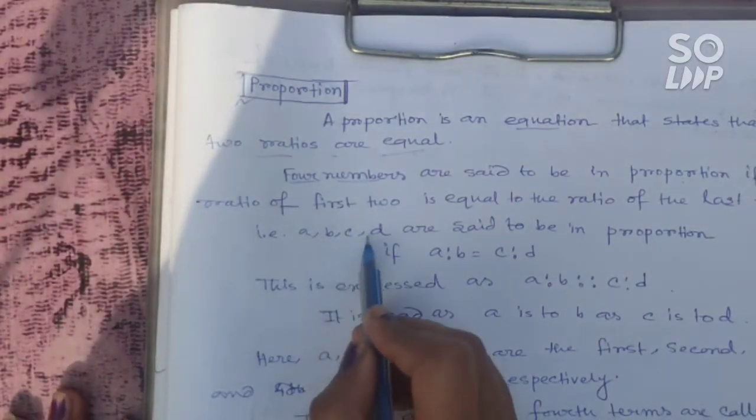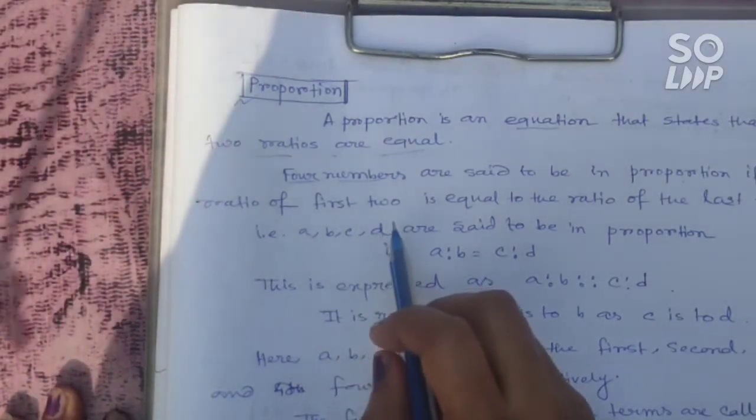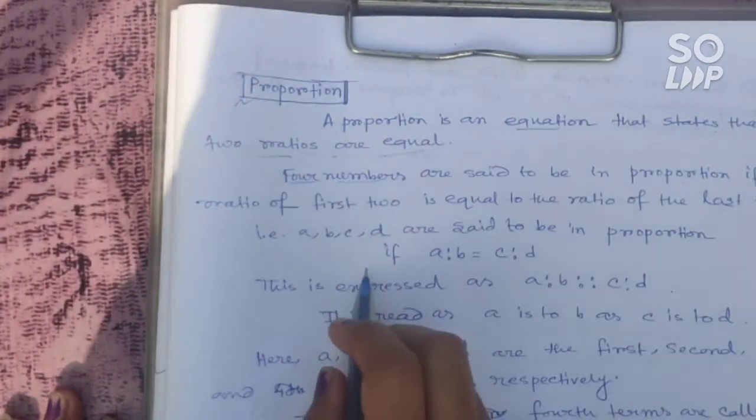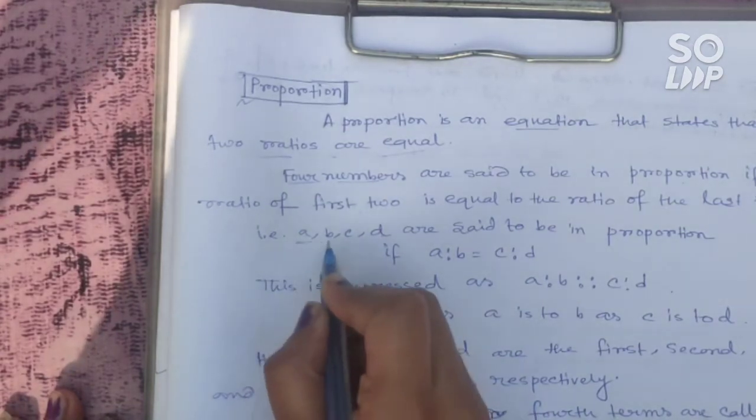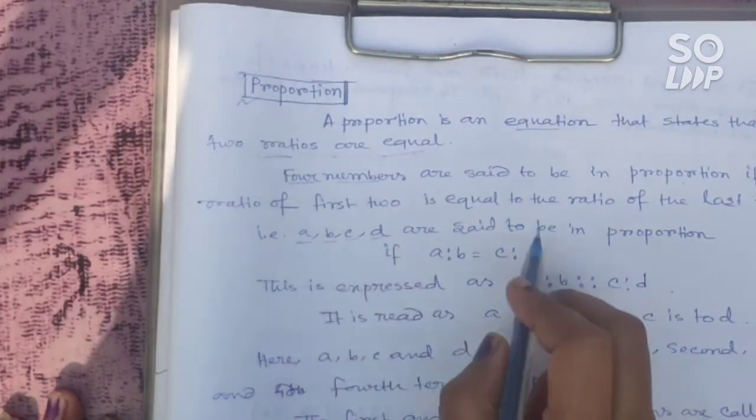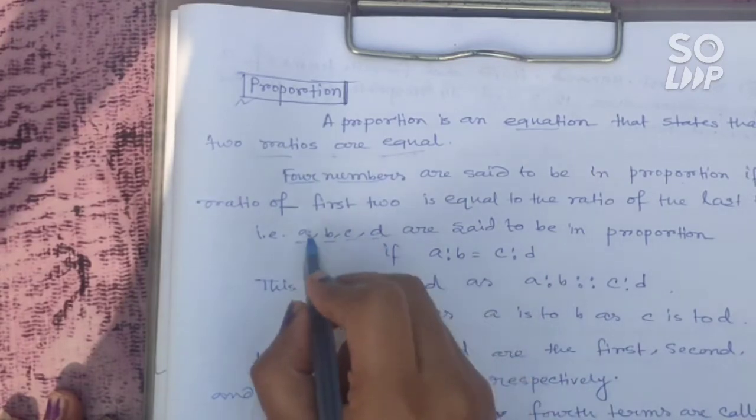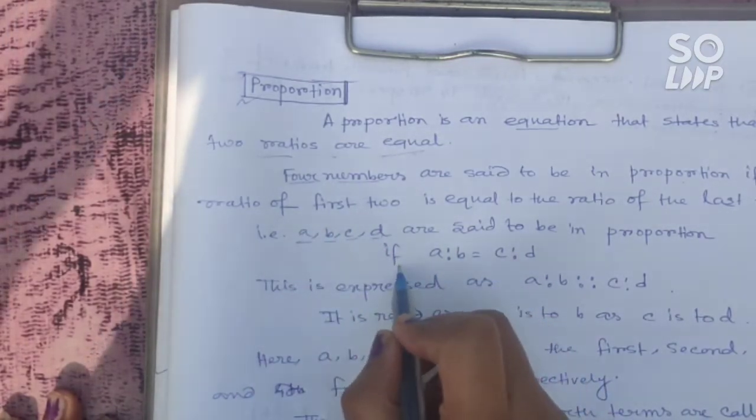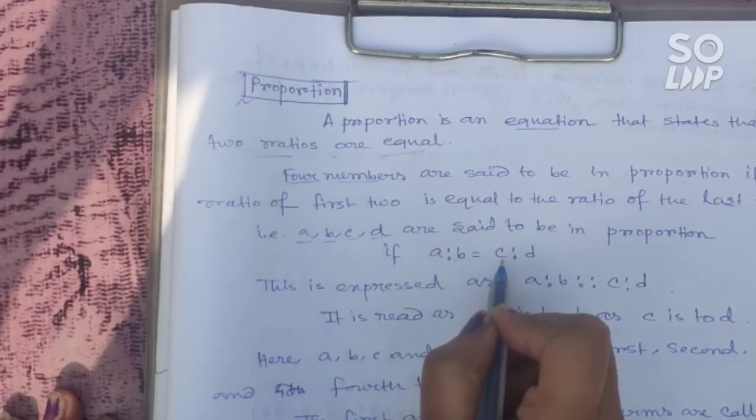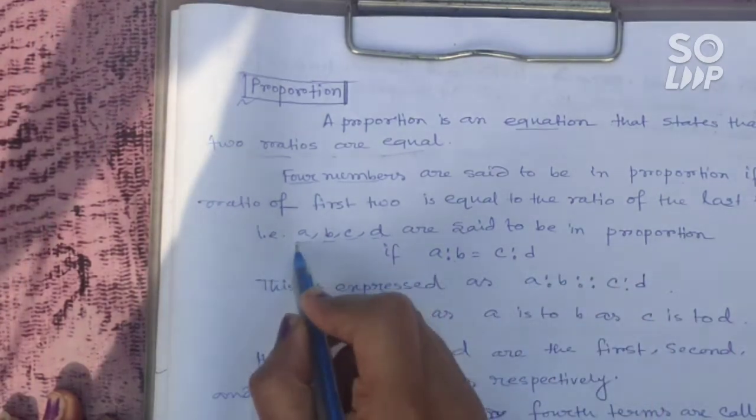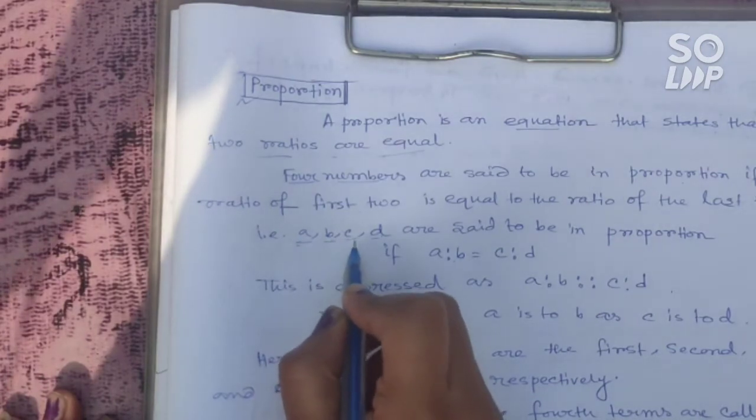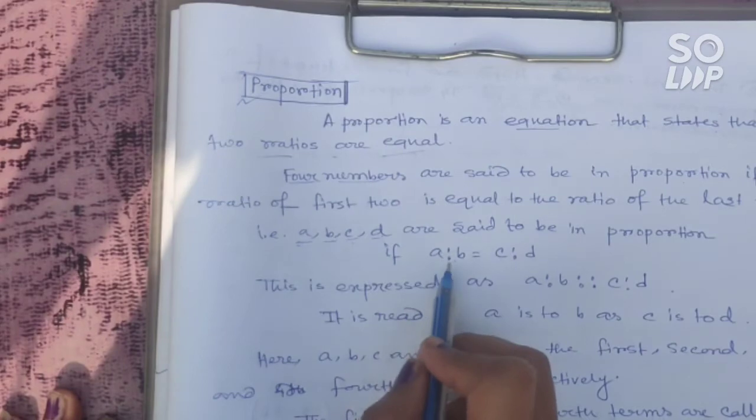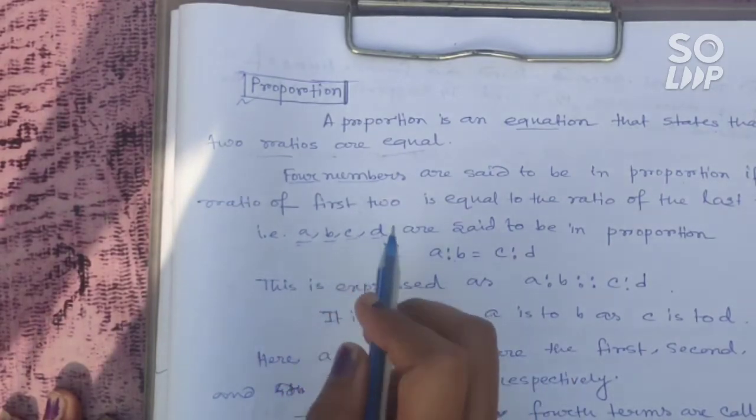Suppose A, B, C and D are said to be in proportion. So these four numbers A, B, C and D are said to be in proportion if the ratio of the first two, that is the ratio of A and B, if A is to B equal to C is to D. So the ratio of the first two is equal to the ratio of the last two. Here the first two numbers are A and B. So the ratio of A and B equal to the ratio of C and D.